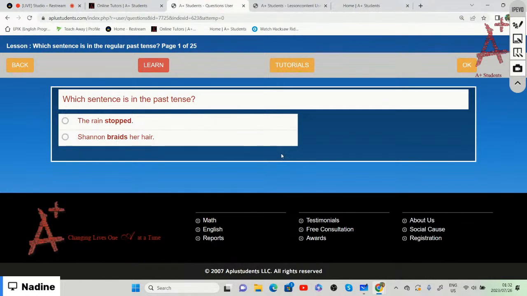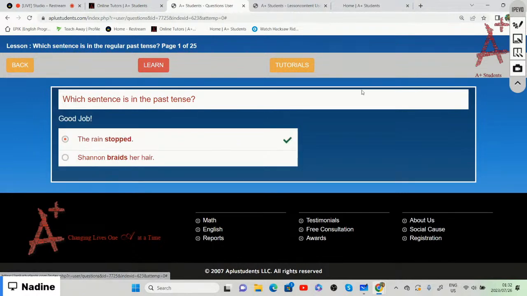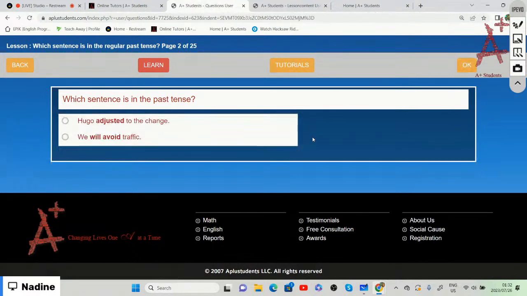All right, so if we were to select the sentence that shows past tense, we are going to say the rain stopped, right? So stopped, which is double P ED, gives us the indication that it is in the past, because braids is something that she's doing now, but stopped is in the past. So stopped is the correct regular past tense verb. Hugo adjusted to the change, or we will avoid traffic.